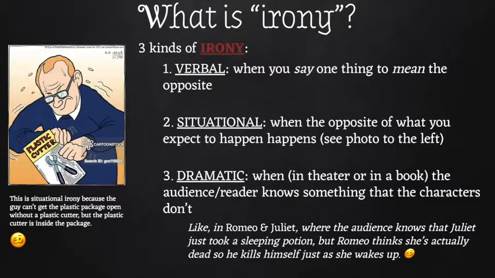There's 3 types of irony: verbal, situational, and dramatic. The main one we're concerned with in Austen is verbal. It's when you say one thing to mean the opposite. And then there's situational, when the opposite of what you expect to happen happens. Dramatic irony is when things are happening in a book or a play and the readers or the viewers know what's going on, but the characters might not.